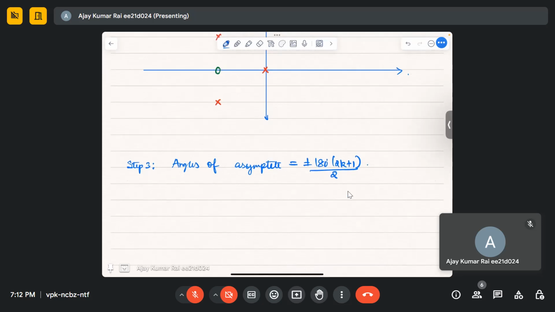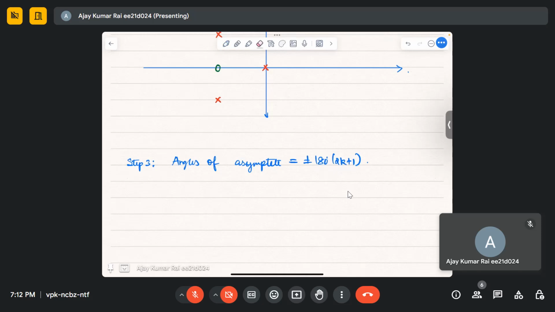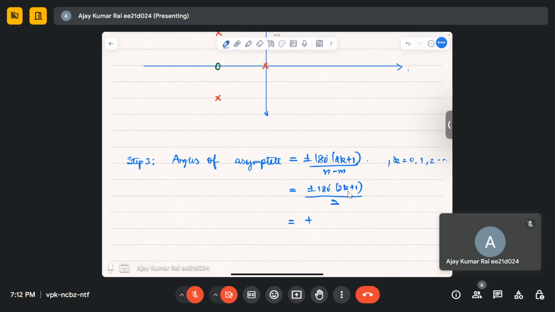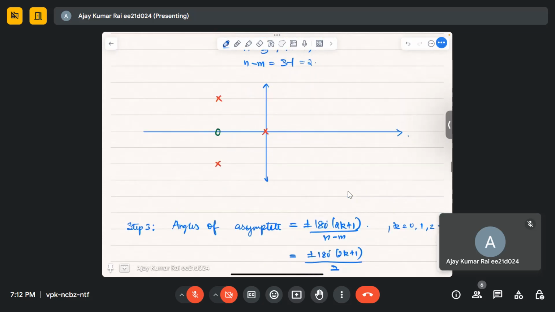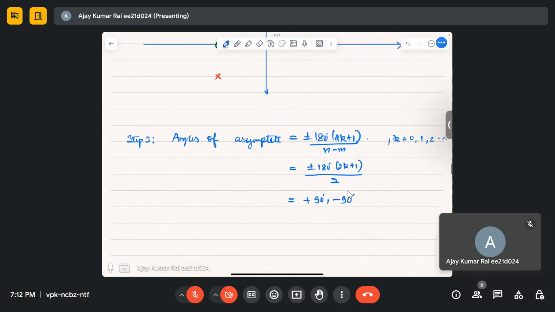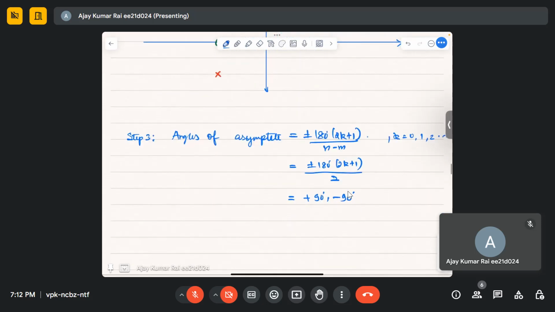Okay, the 3 minus 1 2. So, let me write n minus m. So this is the formula. Okay, so we need to have two asymptotes, right? So plus 90 and minus 90. Okay, so this will be the two asymptotes.